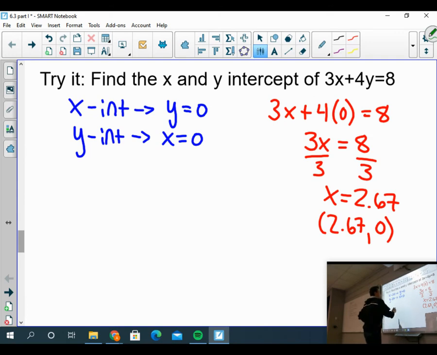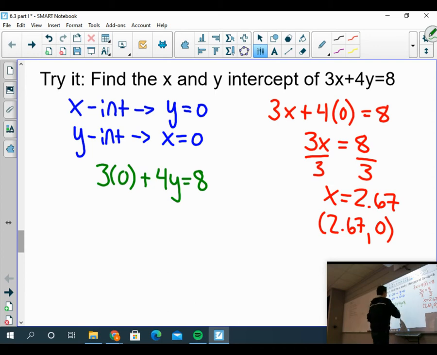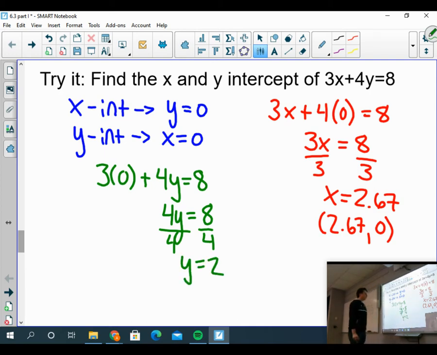Similarly, to find the y-intercept, I will set x equal to 0 and solve my equation. 3 times 0 is 0, which leaves me with just 4y equals 8. Divide both sides by 4, and I get y equals 2. Again, what does that mean? That means my y-intercept is occurring at the point (0, 2). So I have where I would cross my y-axis, where I would cross my x-axis.